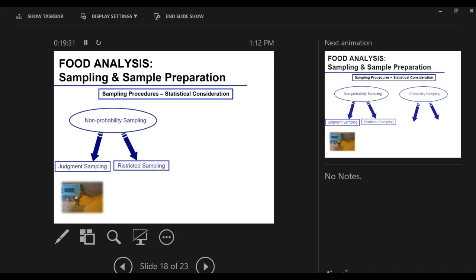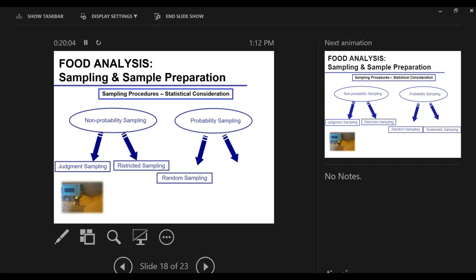Sometimes it's restricted sampling, so you have this huge silo and you can only reach the top. You cannot really get a sample from the bottom. So this is what you have and this is what you take. But many times you're able to do probability sampling when you are producing products such as canned food or individually packaged products, bags, packages, cans.